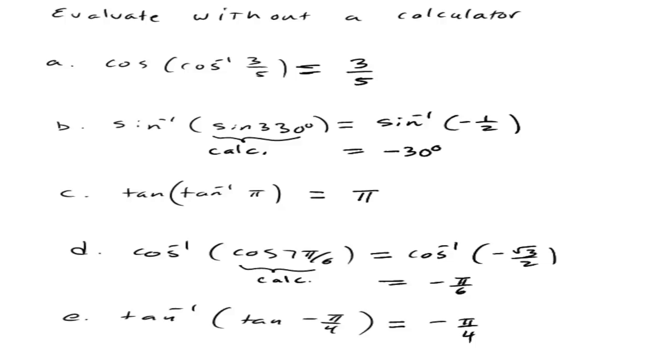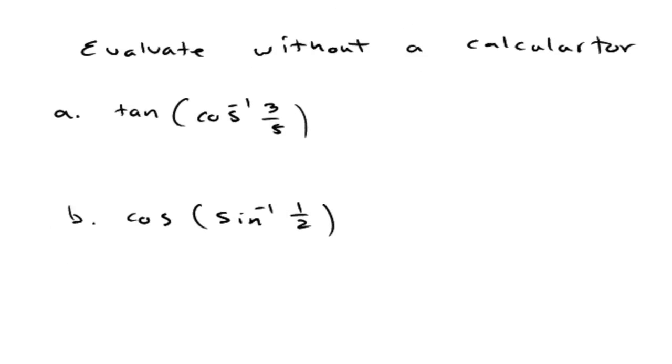Okay, so next I want to take a look at a couple of other inverse problems, and so let's take a look at these two here, A and B. Now, you might run into this situation where you have to take the tangent of, let's say, the cosine inverse, or, like in B, cosine of the sine inverse. Right. And so in these cases, notice that there isn't necessarily a cancellation property here because tangent and cosine are not inverses of one another, so there's nothing we can do there.